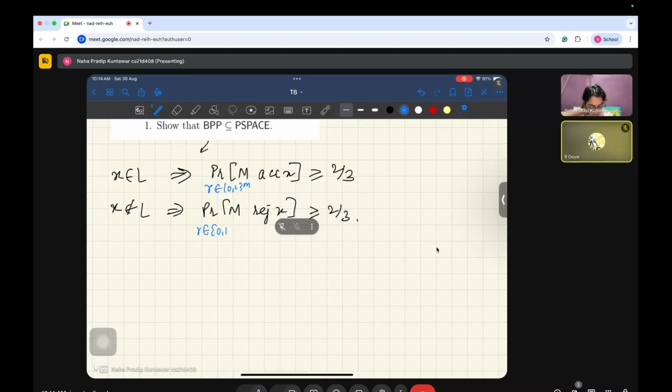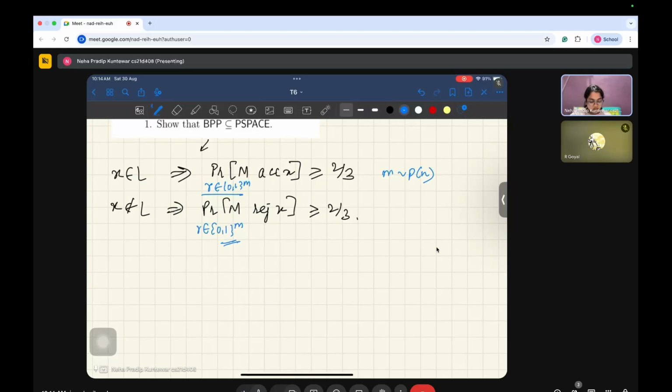So what this means is that if m is some polynomial in terms of n, then if I look at all possible random choices here, how many of them do we have? We have 2 to the m of them. So in two-thirds of these fractions we are going to be correct, and one-third is bad for us.